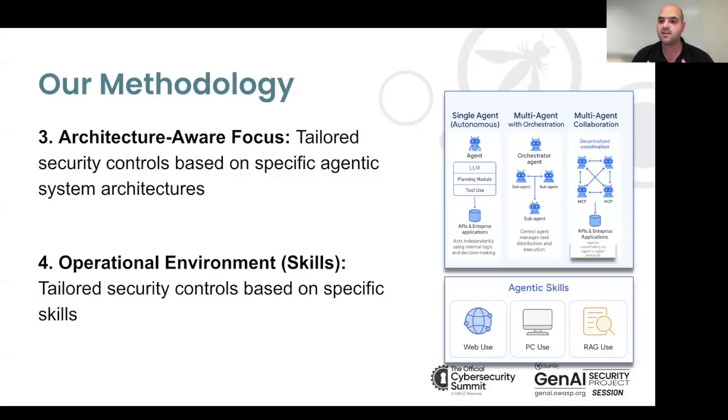Skills are basically the functionality of your agent with the external environment. It's anything between the use of the agent, let's say web use agents or PC usage, or skills like your agent uses a RAG or is connected to sensors or IoT devices. Each skill comes with inherently different types of threats and therefore requires different and tailored solutions that you need to implement in your application.